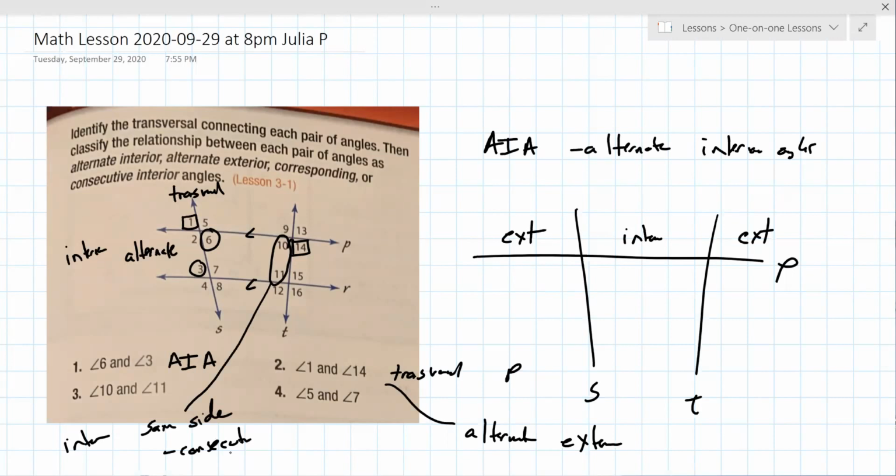Would it be better if I told you all of the alternate interior angles, all of the exterior angles, all of the corresponding? Would that be better, or are these definitions clear from class? They're kind of clear. Okay. So angle 5 and angle 7, I'll use a triangle for those. They are on the same side of the transversal, transversal S in this case, but they're considered to be corresponding because they have the same value.